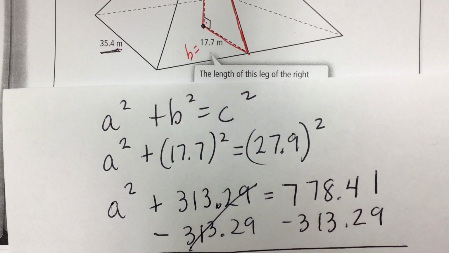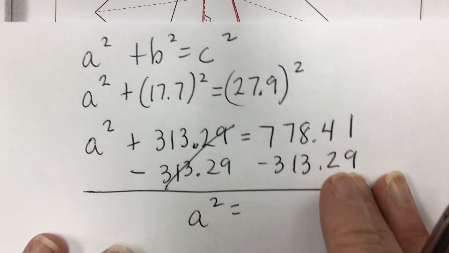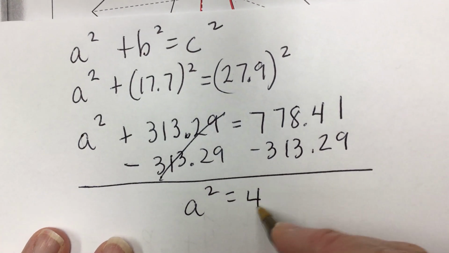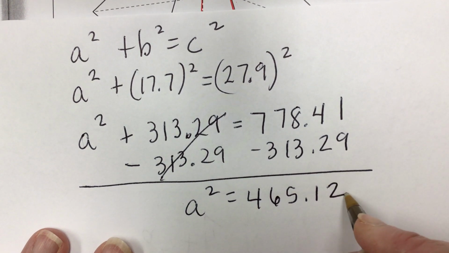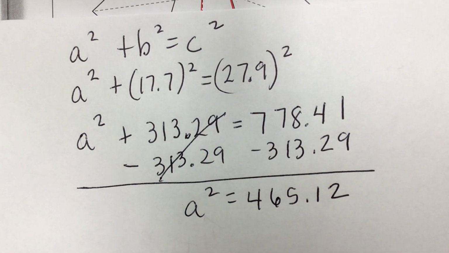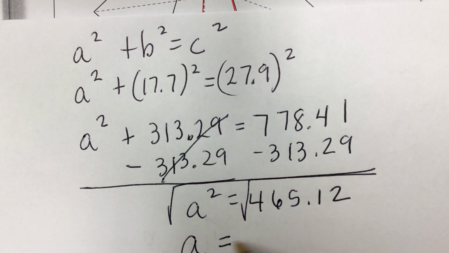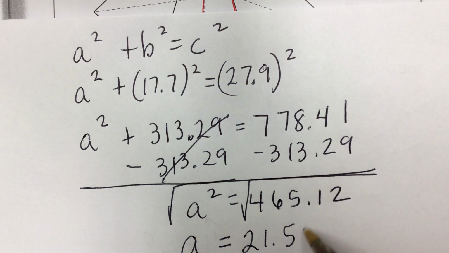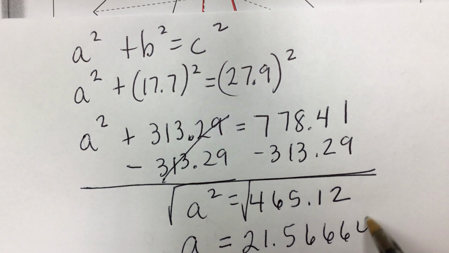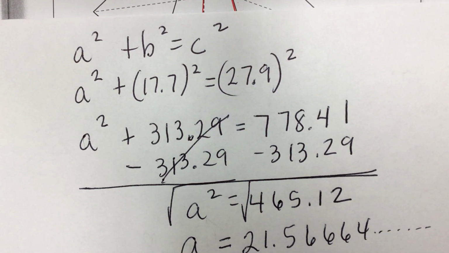So I end up with A squared equal to 465.12. We will be using our calculator to take the square root of 465.12. So when I take the square root, I get 21.5664, and that list of numbers goes on and on.